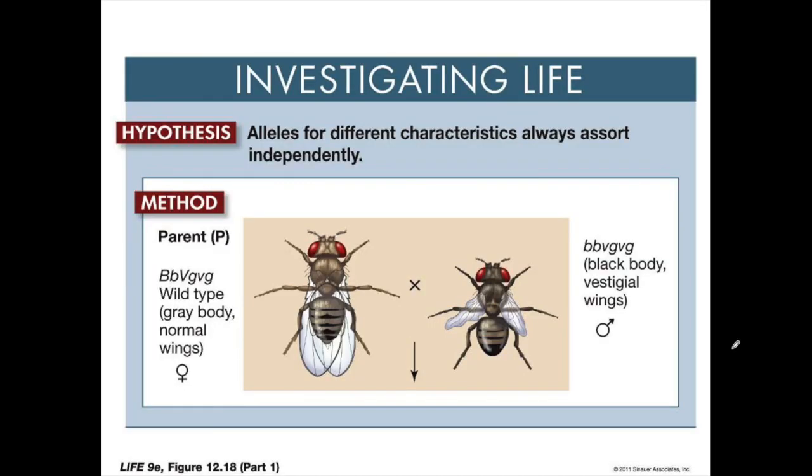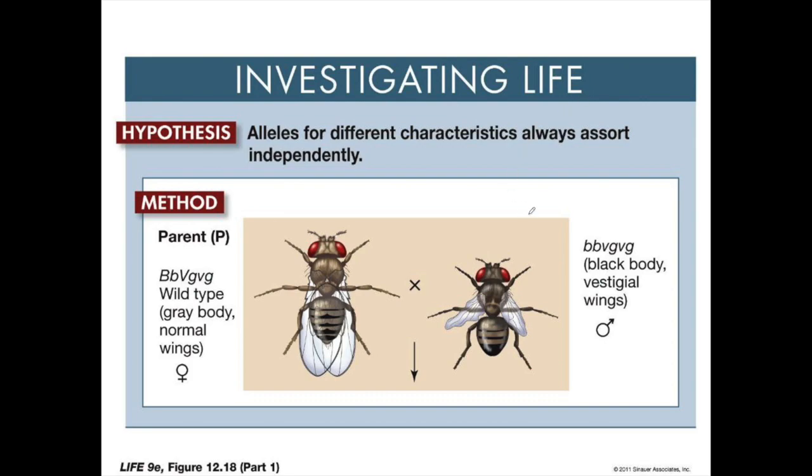So Morgan essentially wanted to repeat Mendel's dihybrid experiment. Remember, Mendel was starting with a yellow round pea plant and crossed it to a green wrinkled pea plant. So Morgan wanted to do basically the same thing except in fruit flies. So he started with a fly that had gray body color and normal shaped wings. And he crossed it to a fly that had black body color and vestigial wings, or shrunken up wings. So this is just like yellow peas that were round crossed to green peas that were wrinkled. So a dihybrid cross is just using flies instead of pea plants.